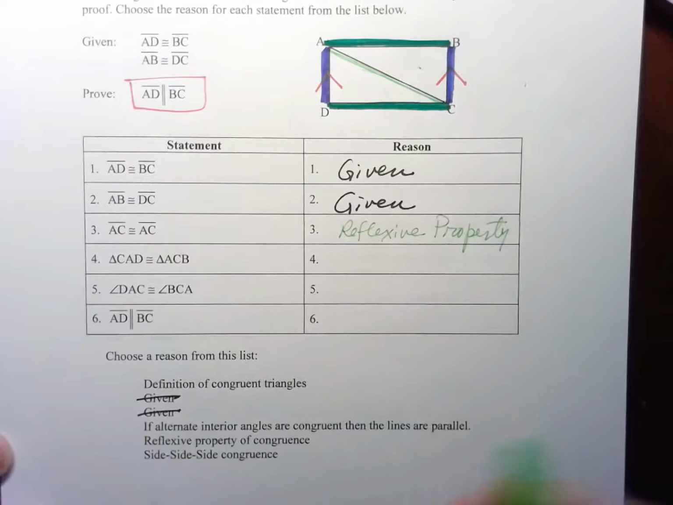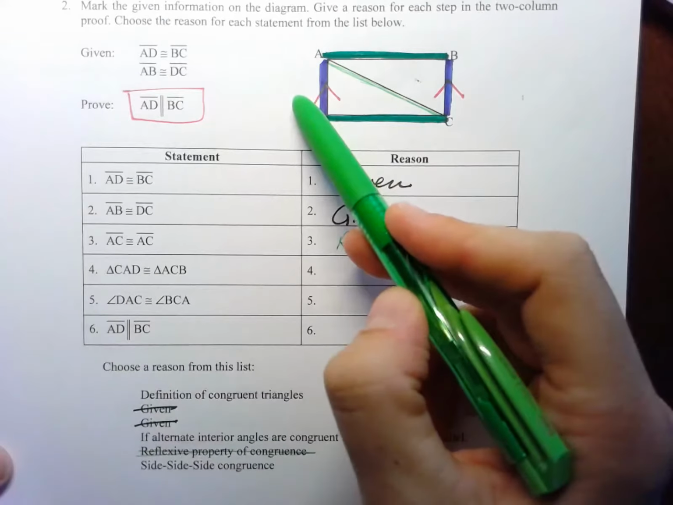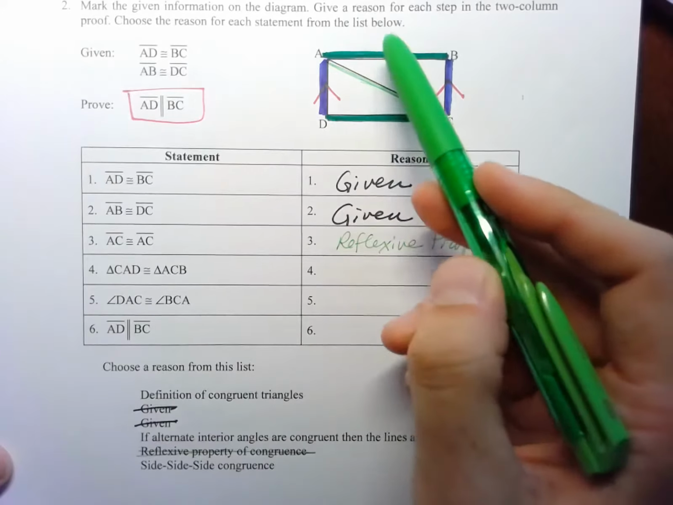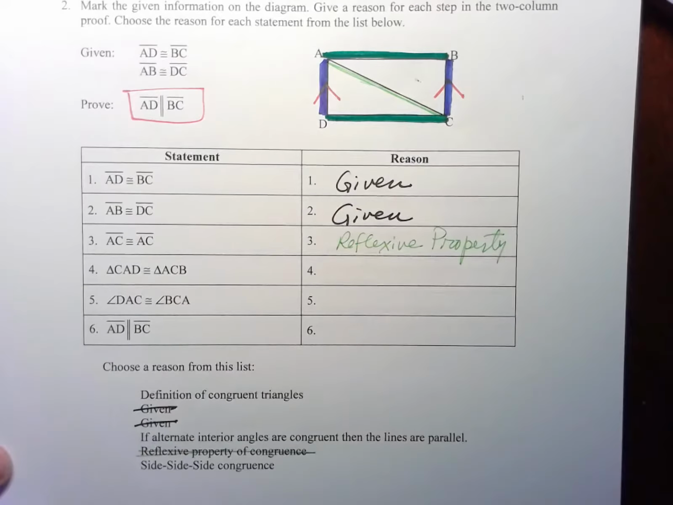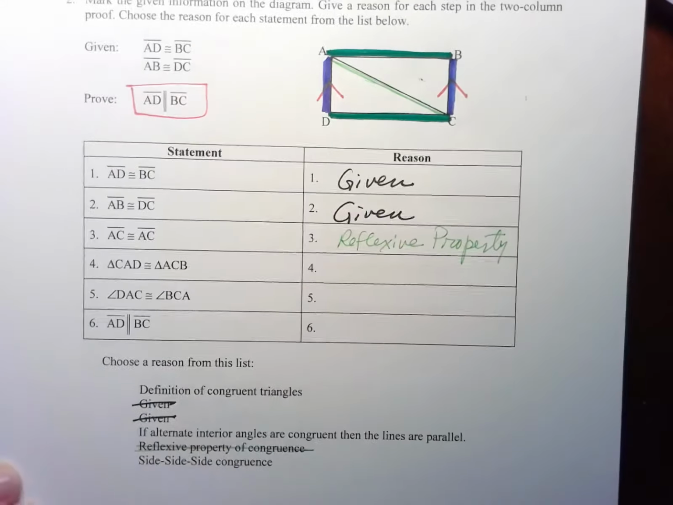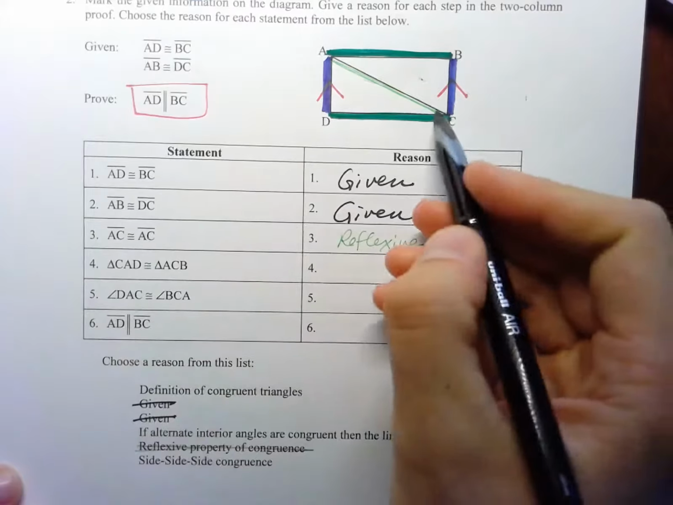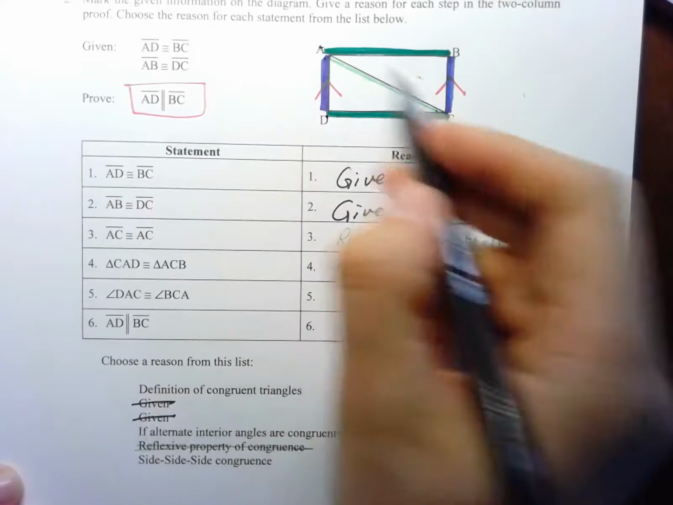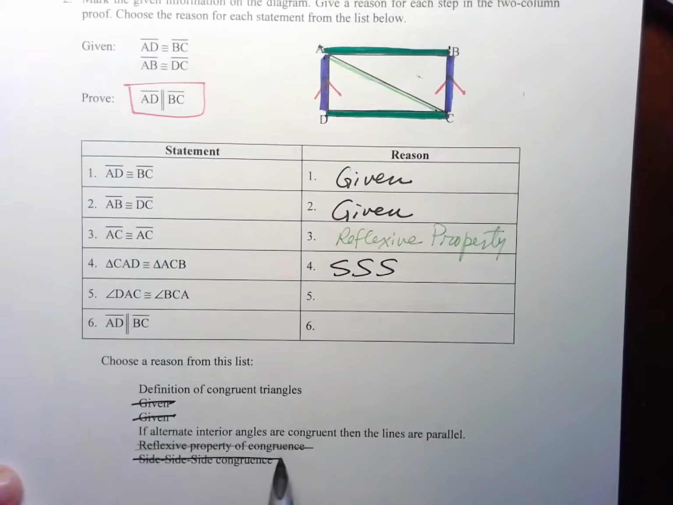The reflexive property. So that's this one. That's that one. Okay? So now we have, what do we have? We have side, side, side, right? Because each of the triangles has a blue side, a dark green side, and a light green side. So 1, 2, 3, side, side, side. So indeed, we have these two triangles are congruent, CAD and ACB, because of side, side, side. Okay, and then there's side, side, side coming off the list.